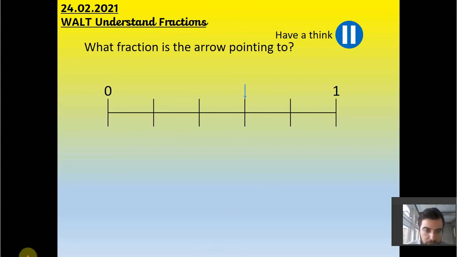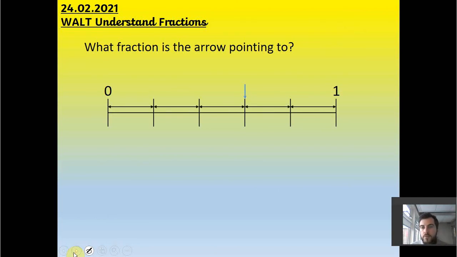Okay, let's see if you're alright, shall we? Oh, sorry, wrong way. So what fraction is the arrow pointing to? Straight away we count how many sections there are, or how many scales, and there are 1, 2, 3, 4, 5. So we know that our denominator is going to be 5. So we're talking fifths.